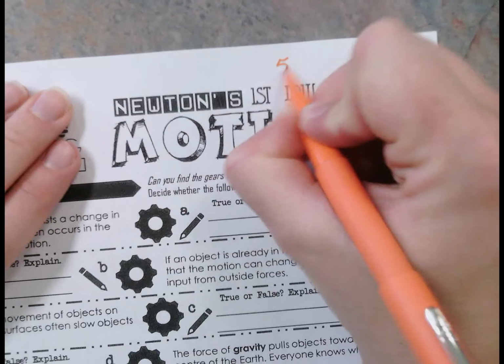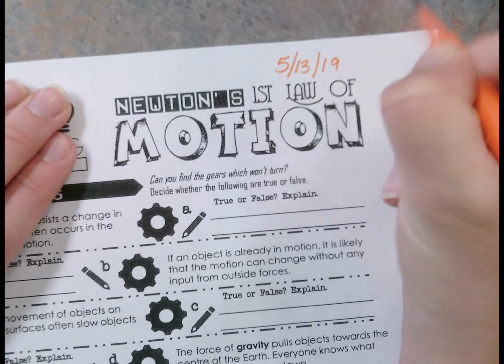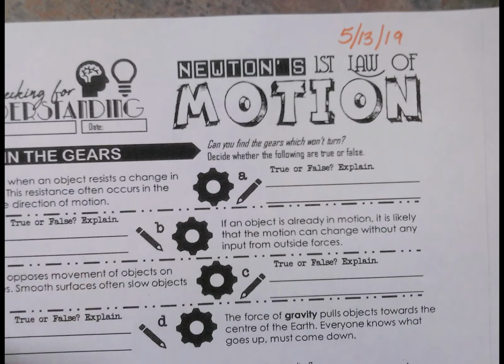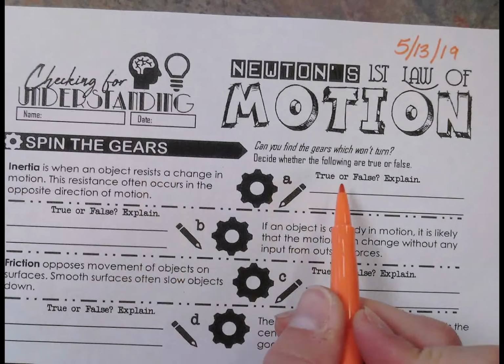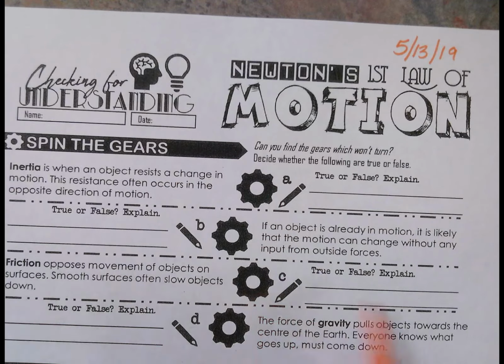Okay, so today is 5/13/19. This is the second page of Newton's first law of motion. Notice that these two go together. So this is A, this is B, this is C, this is D.